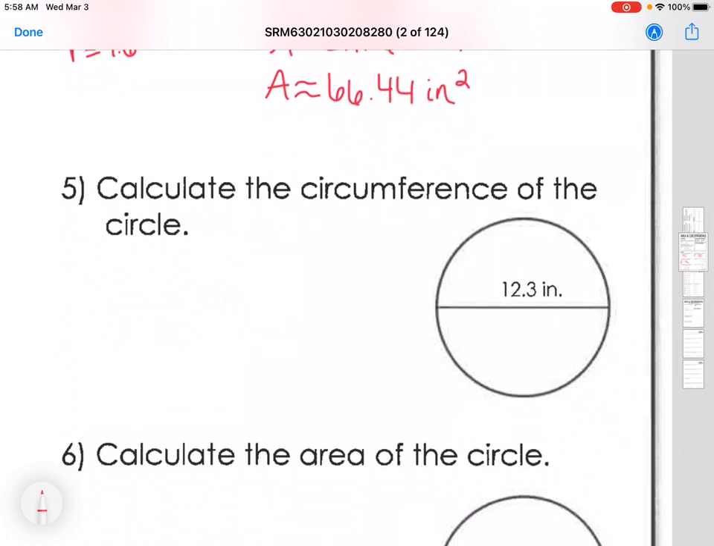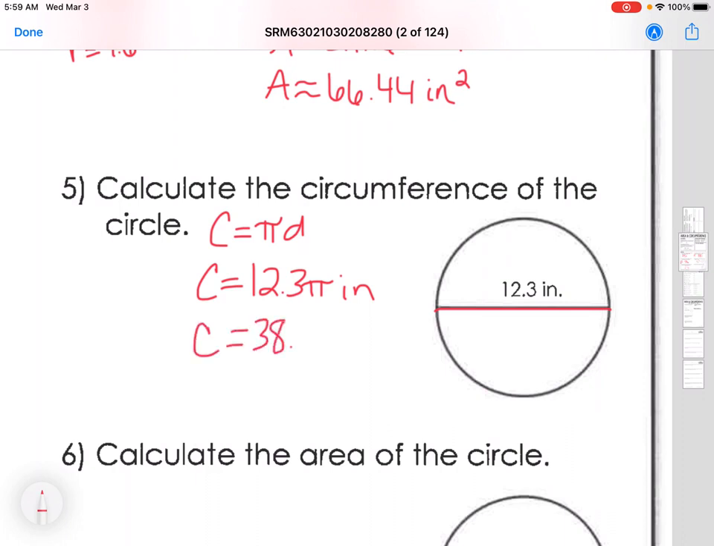Okay, number 5 says to calculate the circumference of the circle. Looking at my circle, it gives me the measurement of the line all the way across through the center. So that tells me that's my diameter. So pi times diameter. So my circumference is equal to 12.3 pi inches, or 38.622. So that would just round to 38.62 inches. That's approximate.